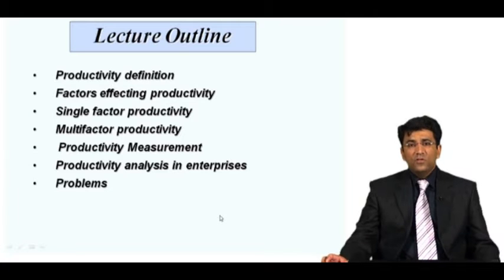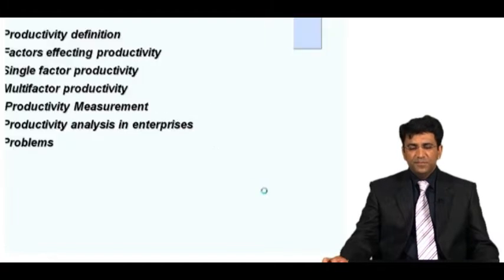Then there are two different models which have been used for calculating productivity. These are the single factor productivity model and the multi-factor productivity model. We will discuss these models as well. Then we will discuss how we can measure productivity, and we will discuss different problems and practical examples. So this is the outline for today's lecture.